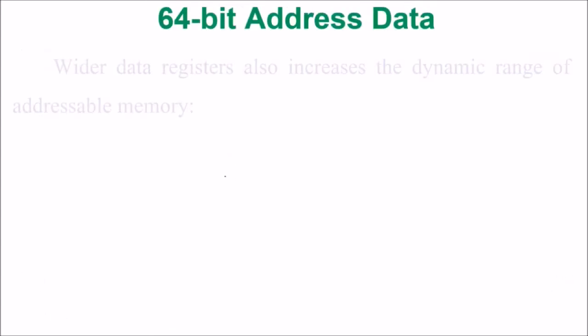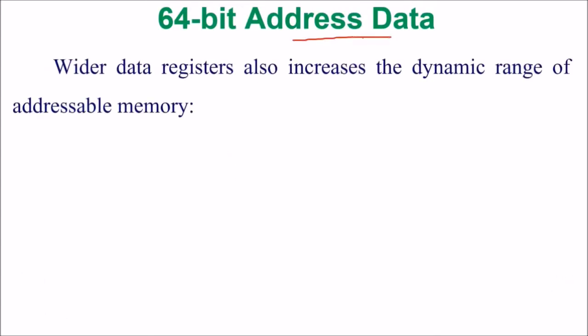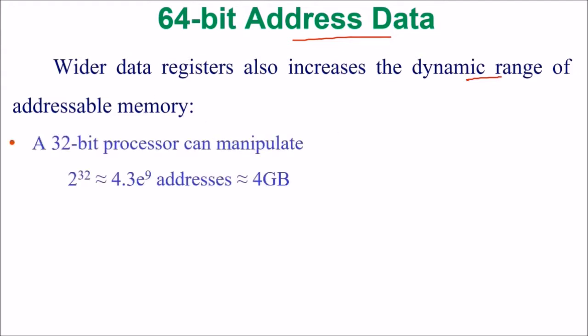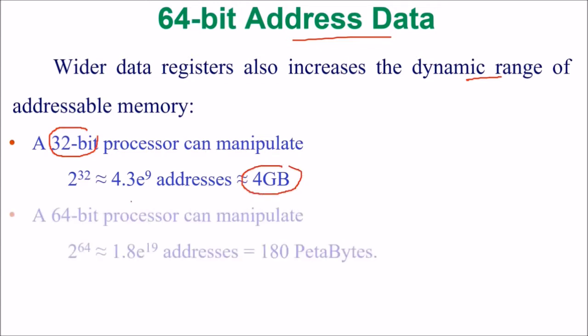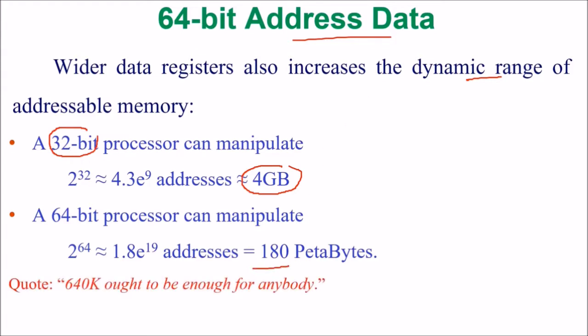We have just seen the integer data, now the address data. Wider data registers also increase the dynamic range of the addressable number. Previously, a 32-bit processor was able to address 4 GB of memory. Now with 2 to the power 64, the processor can manipulate how many addresses? 180 petabytes. I can assure you this much is quite comfortable for anybody.